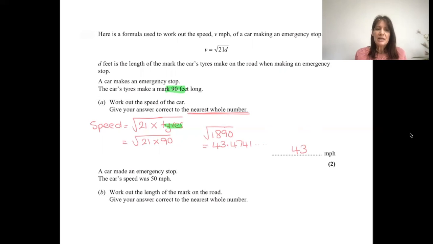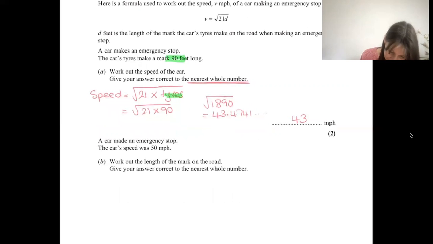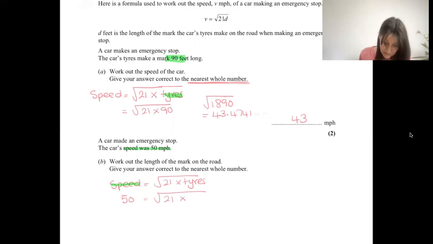Okay. The next part says the car made an emergency stop. The car's speed was 50. So if I'm going to do what I've just done, where I've got my speed equals the square root of 21. Whoops, let's actually write the 21 times the tires. This is changing things around a little bit because they're telling me the speed is 50. So that number there needs to be 50. And that's going to equal the square root of 21 times the tires, because that's what they want me to work out, the length of the mark on the road.